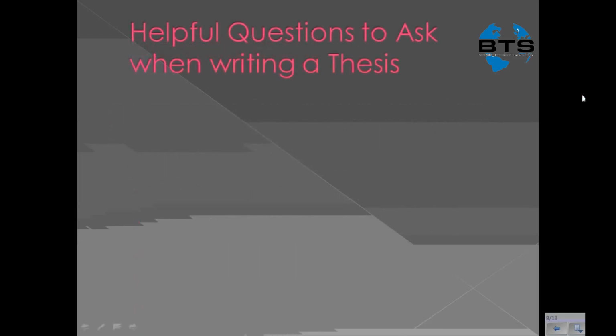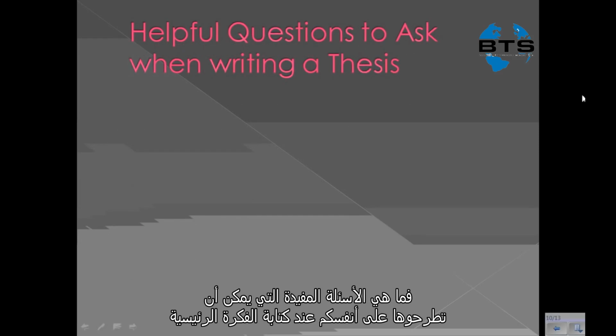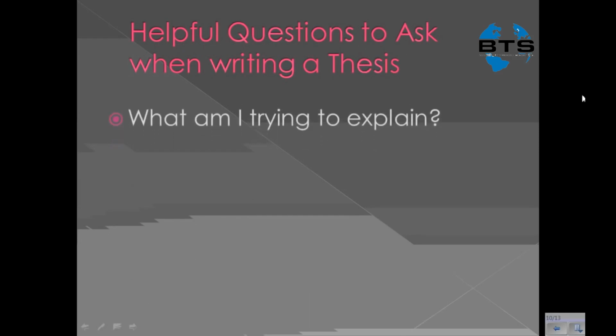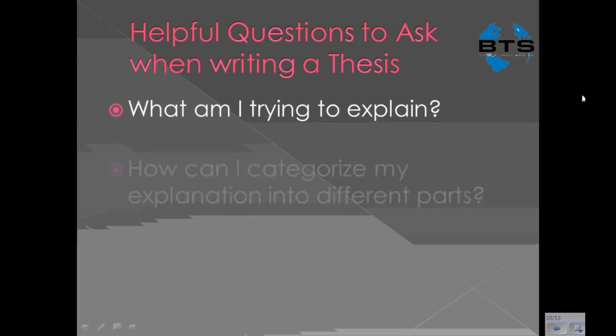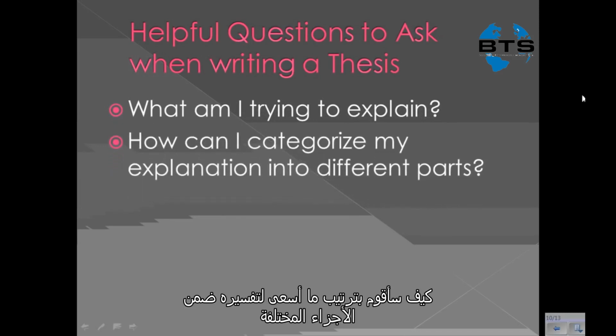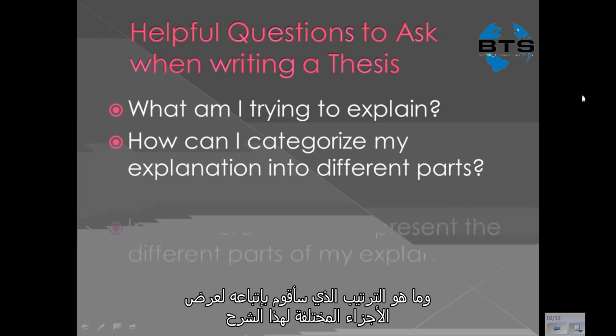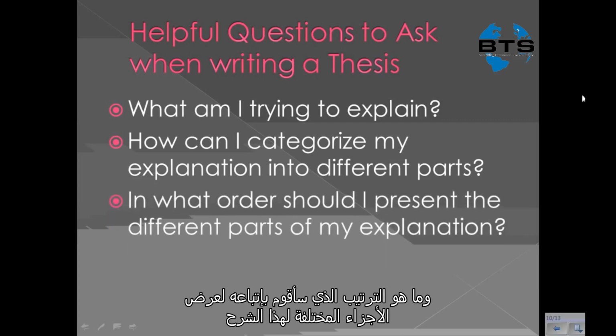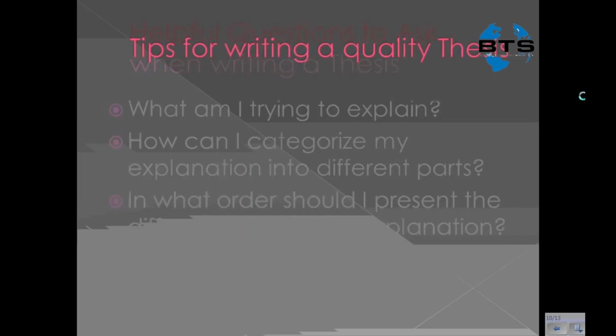Skip ahead to this. So helpful questions to ask yourself when you're writing a thesis: what am I trying to explain? How can I categorize my explanation into different parts? So what different groups could it go in? And in what order should I present the different parts of my explanation?